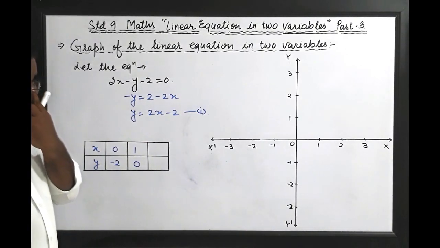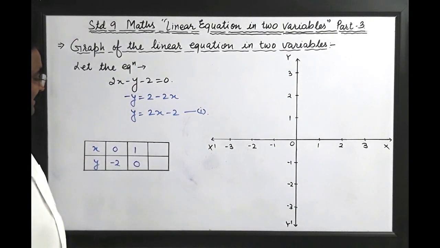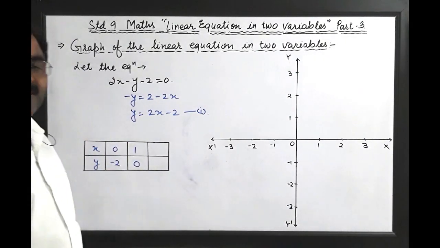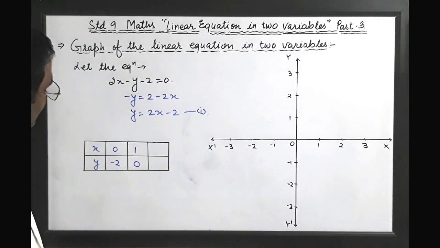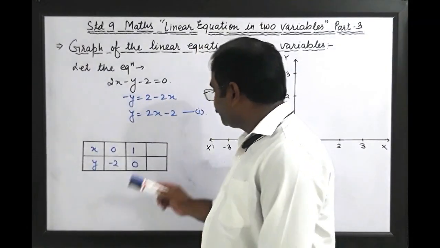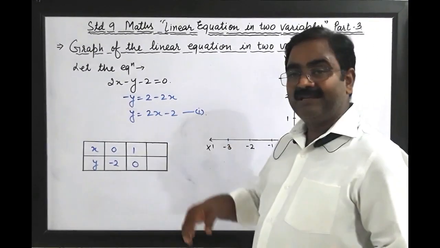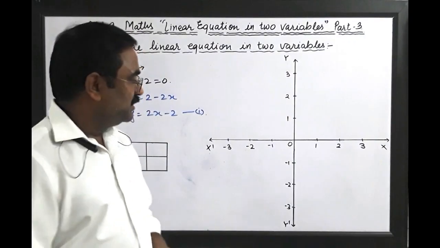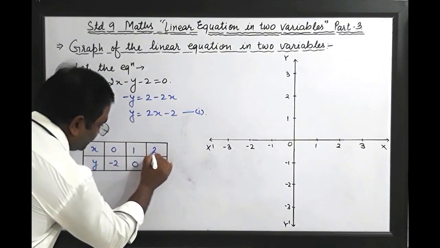Right? Now what we have to do? We have taken x is equal to 0, we have taken x is equal to 1. Now we are going to find the third solution of this equation. To find the third solution of this equation, let us suppose that x is equal to 2. We substitute the value of x as 2 in the equation.